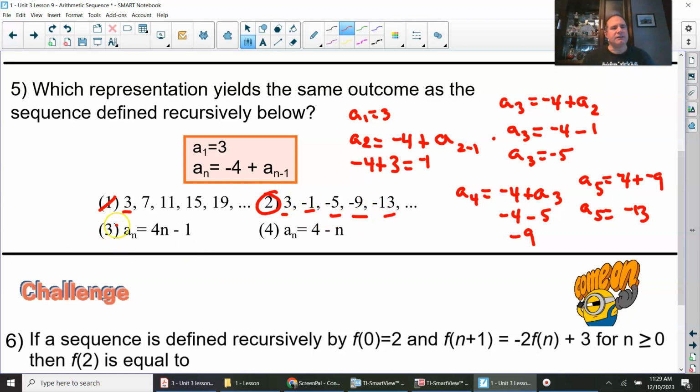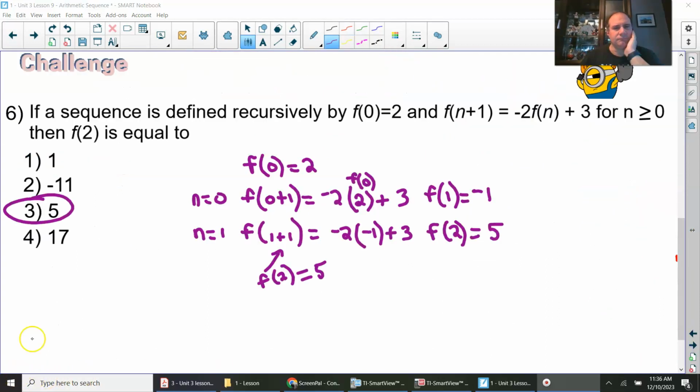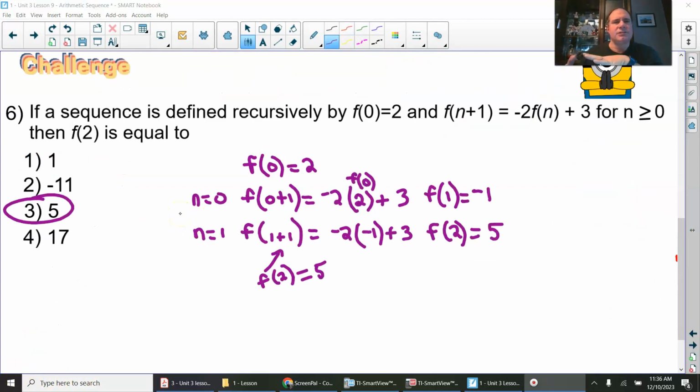I didn't even really check the rest of them. I don't have to. That sequence, which representation yields the same outcome as the sequence defined recursively below, is this number 2. All the numbers work out, and you're good to go. Okay, this is the challenge question.